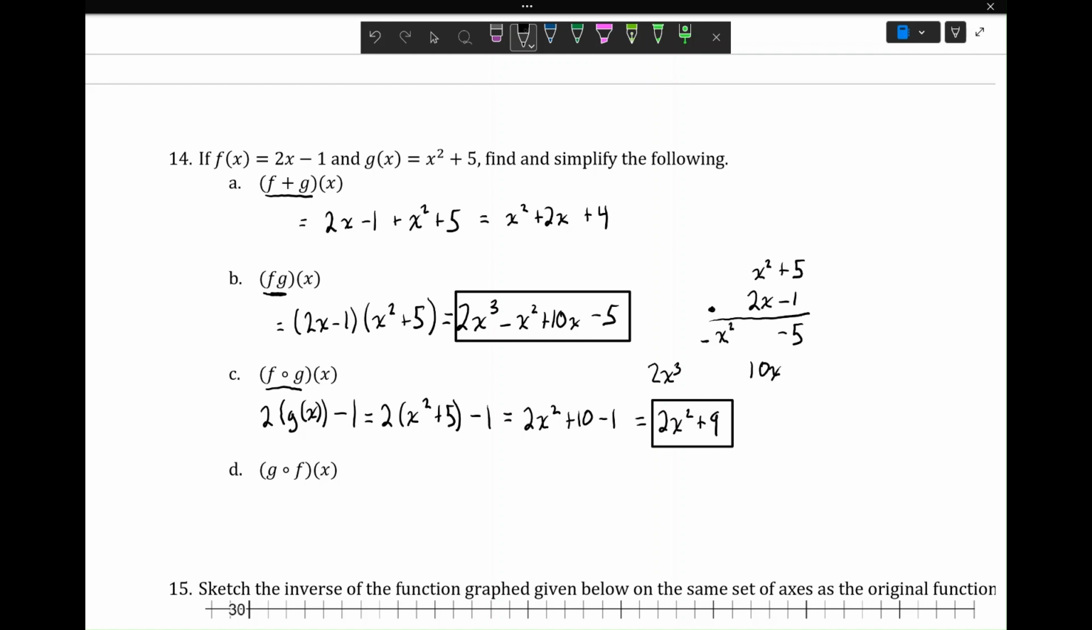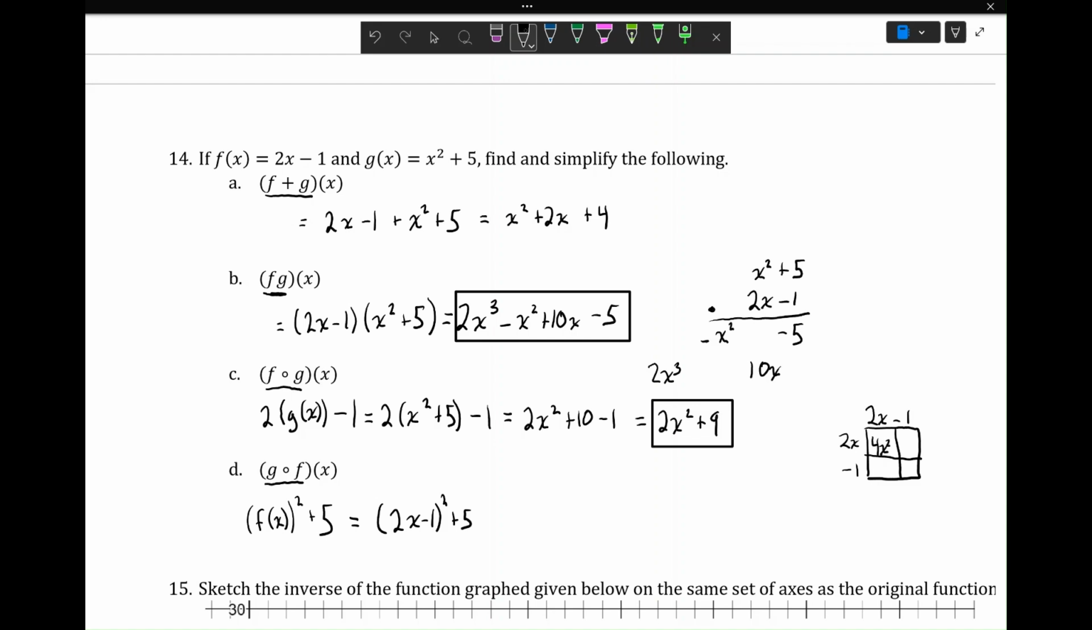Last but not least, I get to do the reverse, where I take the formula for g and replace all of the x's with f of x. So I'll go ahead and put that formula in. 2x minus 1 squared plus 5. I'm going to go ahead and use an area model to help me multiply 2x minus 1 by itself. It's one of my favorite ways to multiply polynomials. It helps keep me from going crazy.